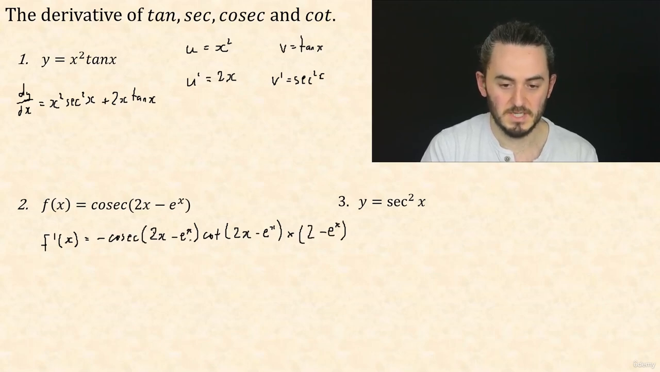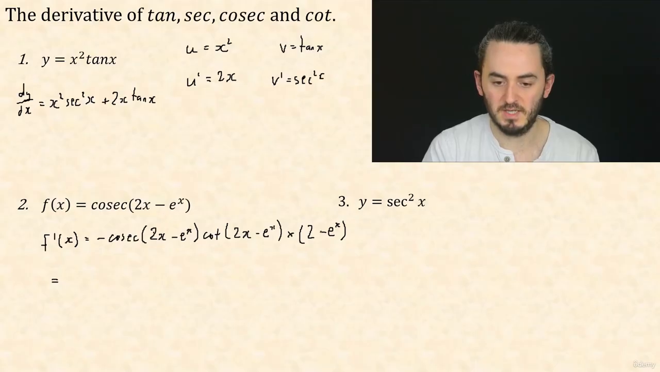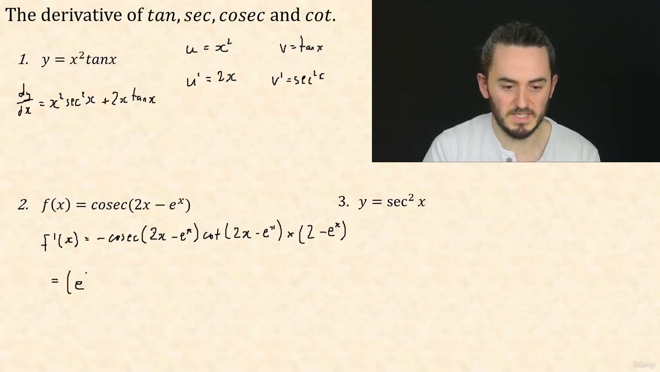Could I have written this a neater way? Well, possibly. So rather than having a negative here and then this bracket 2 minus e to the x, I could just flip that bracket round and make it e to the x minus 2. So I've sort of incorporated the negative into there, and then it's just cosec of my stuff, cot of my stuff.